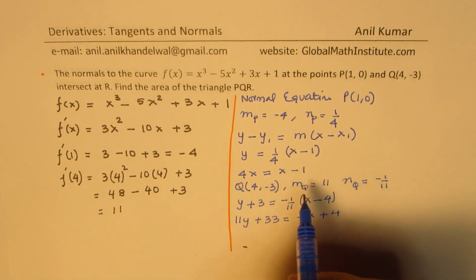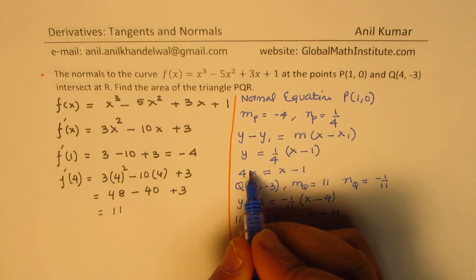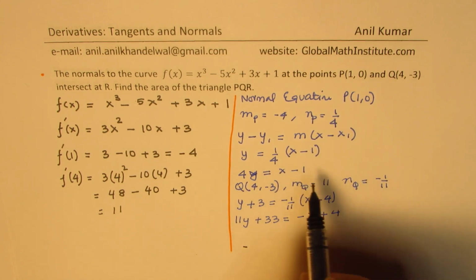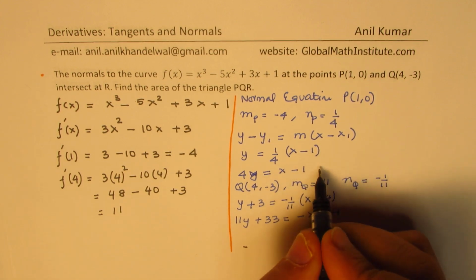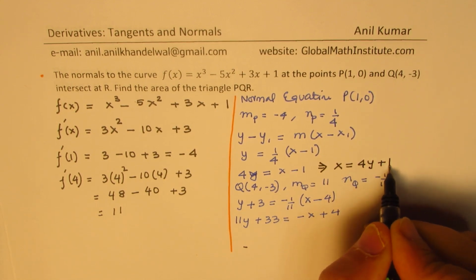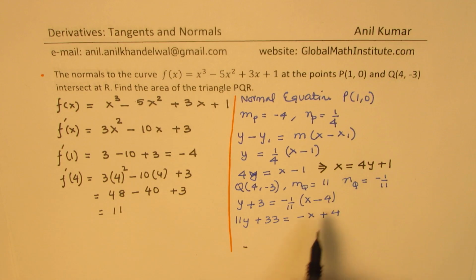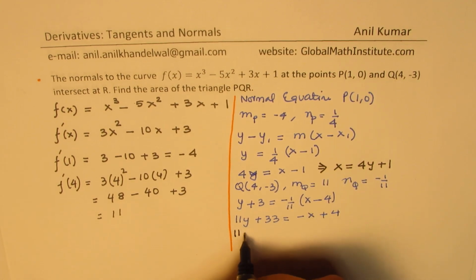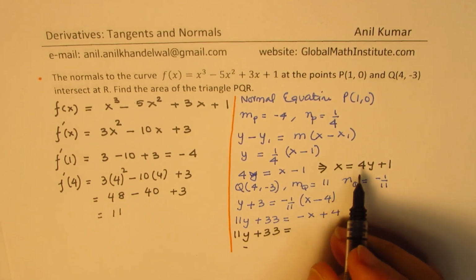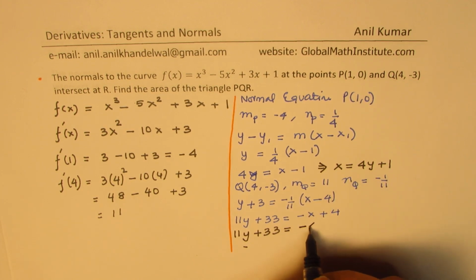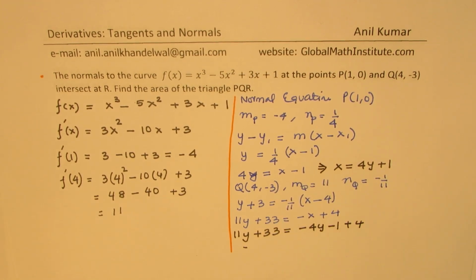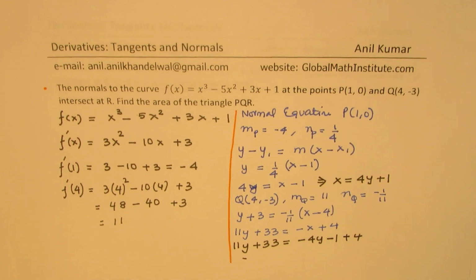Let me simplify this. Sorry, this was 4y, right? So from here, we can write what x is. This gives the value of x as equal to 4y plus 1, correct? We are going to substitute this value in the second equation. So we get 11y plus 33 equals, instead of x, writing 4y plus 1, so minus 4y minus 1, plus 4, correct? We'll take it to the next page and then find the values of x and y.